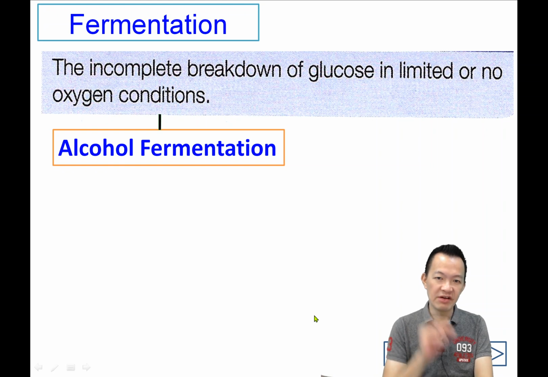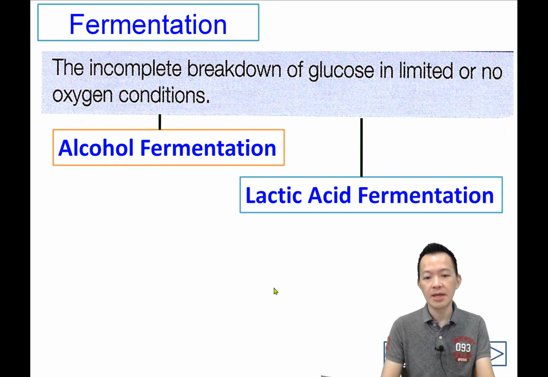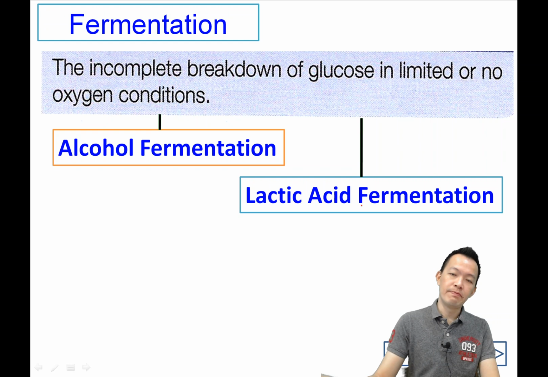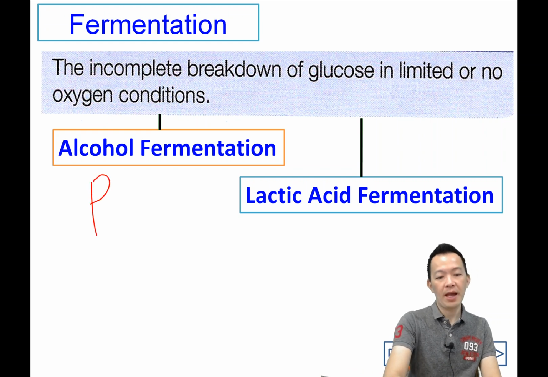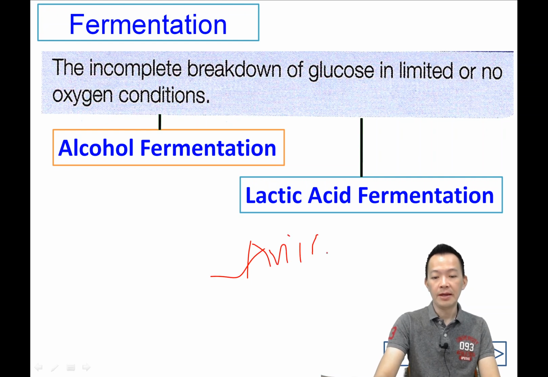Okay, continue our fermentations, but not alcohol fermentation anymore. We go to another part of fermentation, lactic acid fermentations. What's the big difference between these two? Alcohol fermentation takes place in plants, but lactic acid fermentation will mostly take place in animals. 它在 animal 那边发生。Okay. So what is lactic acid fermentation?